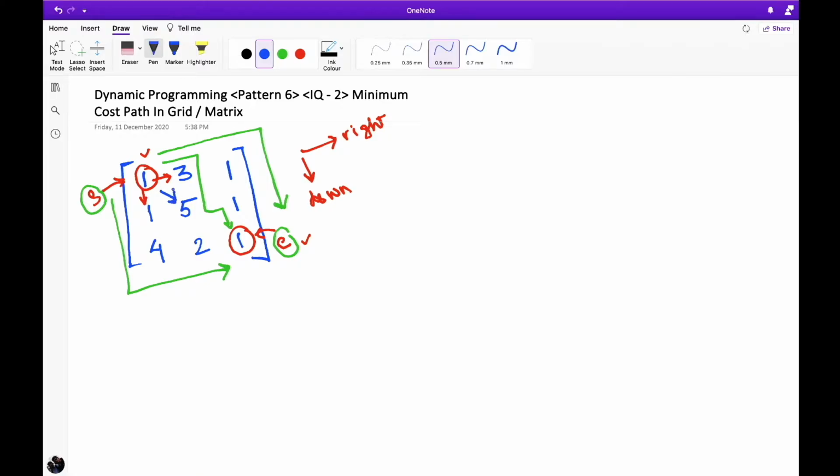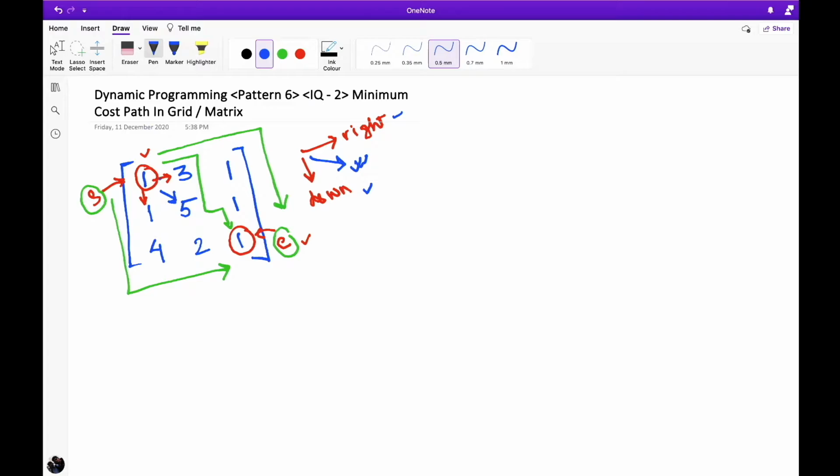But during the interview, if your interviewer changes the question so that instead of taking only the right and the downward path, you can also traverse diagonally, I will also give the solution of that problem at the end of the video. That is a small modification to our existing problem. So let's first see how we need to find out the minimum cost of traversing.